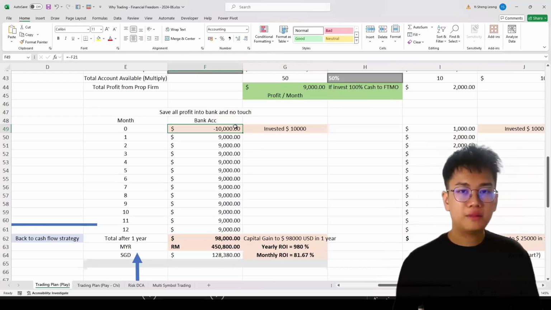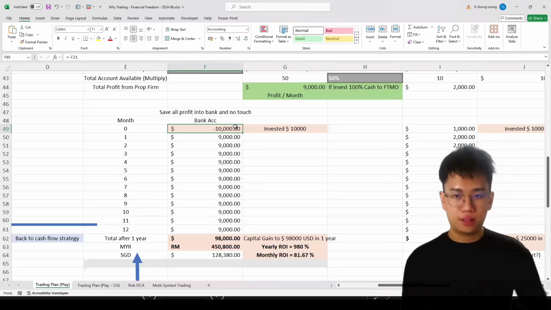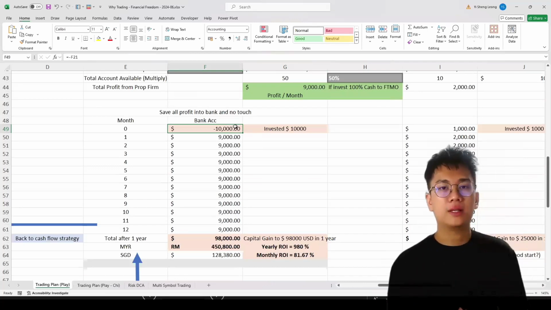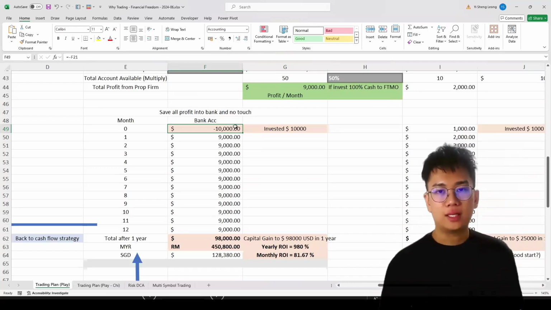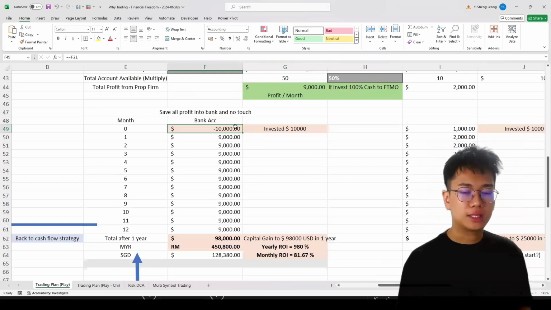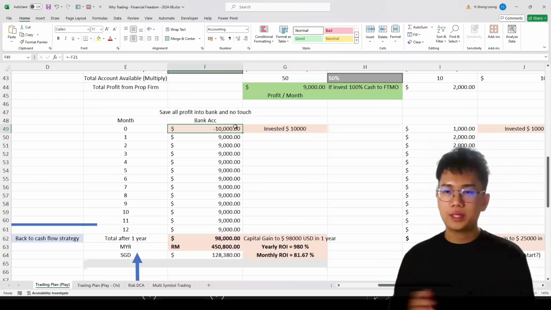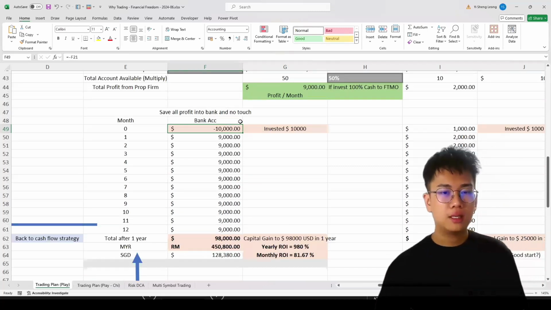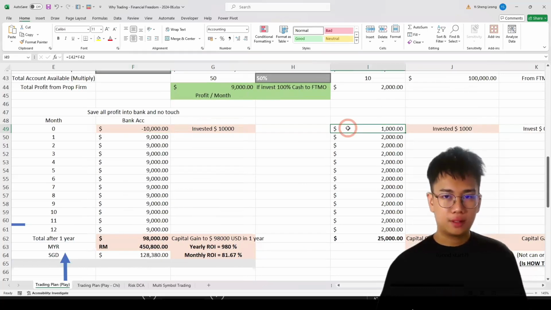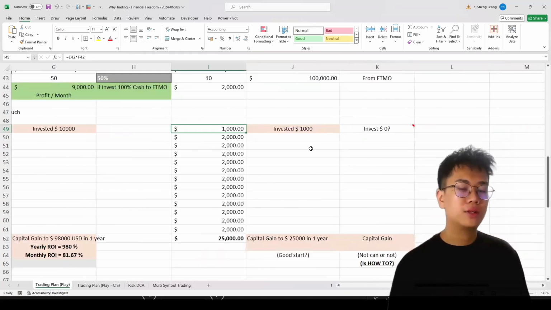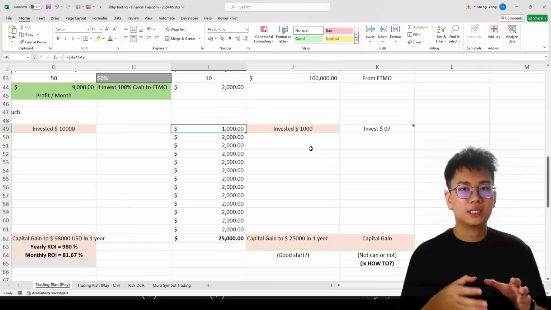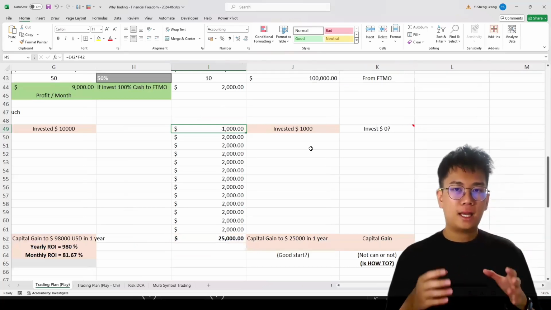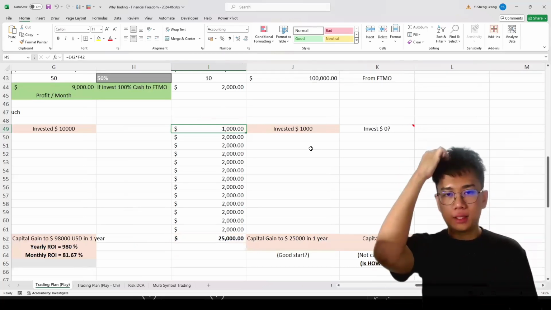Where to find the prop firms? This one I will explain tomorrow. But what if today, instead of investing $10,000, we invest just $1,000? Okay, we invest just 1,000, but this will require you to have better skill in trading, because 1,000 is just considered a smaller capital.